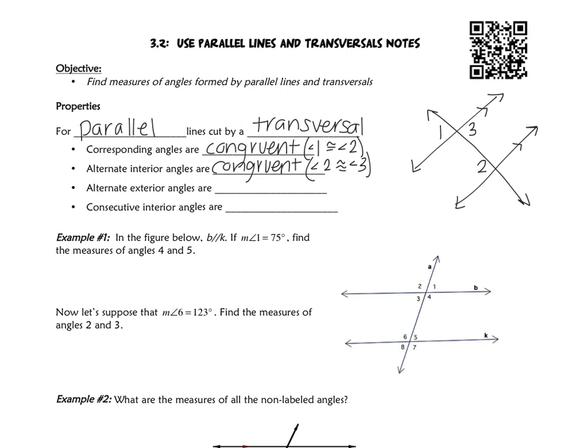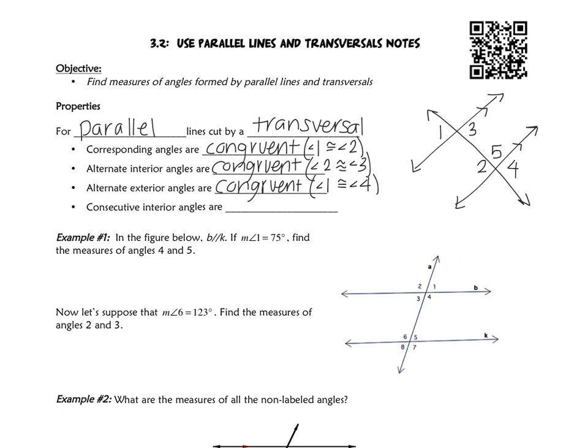Alternate exterior angles. So if I look at angle 1, what is alternate exterior would be angle 4. They're both on the outside and opposite sides of the transversal. Those will also be congruent, and that's when I'm looking at angle 1 congruent to angle 4, because they are alternate exterior. Then consecutive interior, if I look at angle 3, what's consecutive interior would be angle 5.